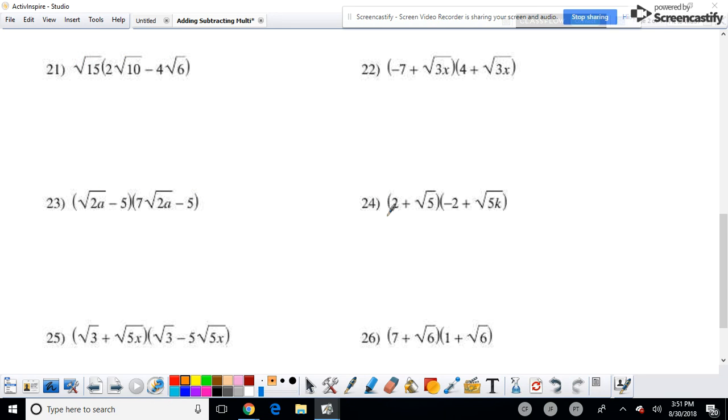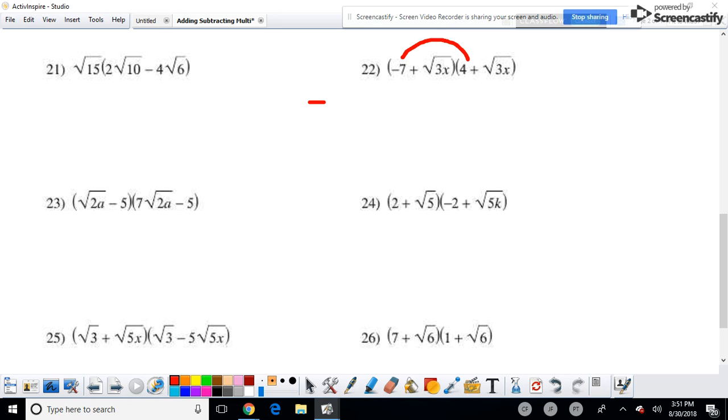Number 22, we're going back to some Algebra 1 stuff. This is good here. So here we have to use our FOIL method. We've got binomials here, a -7 and a radical 3x. All right, well, let's just jump in. So we've got -7 times 4.